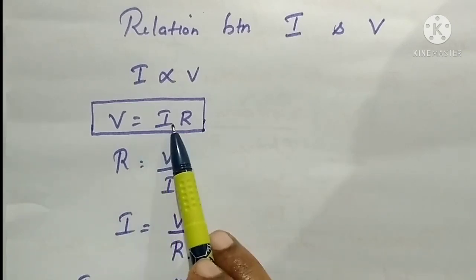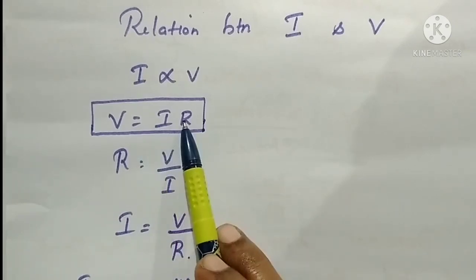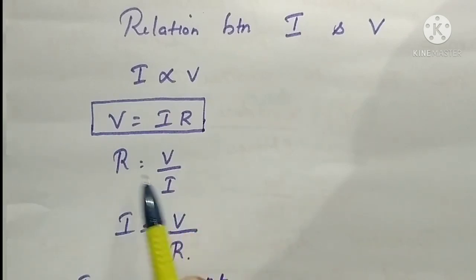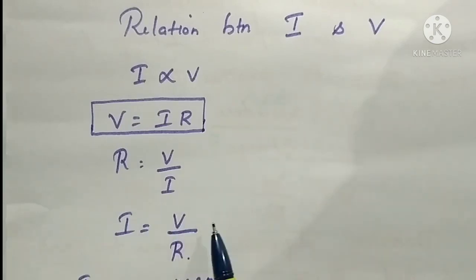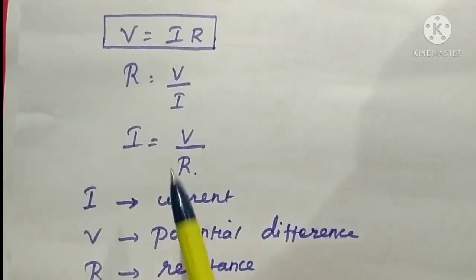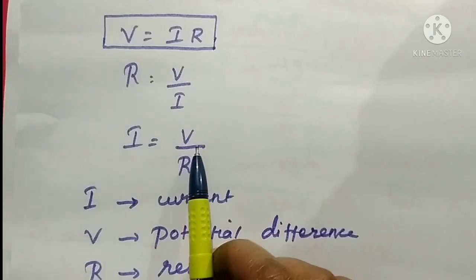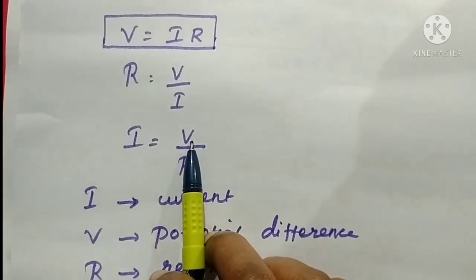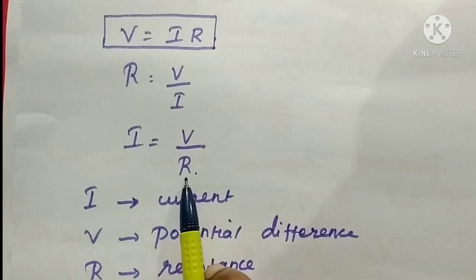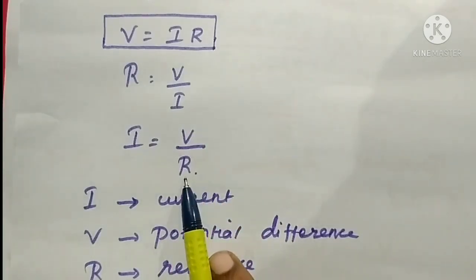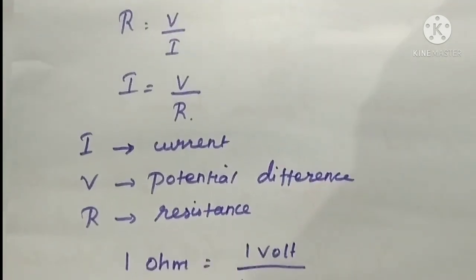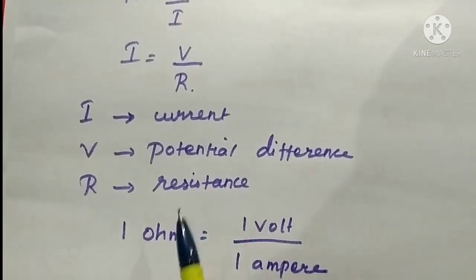V is equal to I into R, and R is equal to V by I. Voltage by current gives resistance, and current is equal to voltage by resistance. If you want to find the current I, we take the ratio of potential difference and resistance. Here you all know that I represents current, V represents potential difference, and R represents resistance.